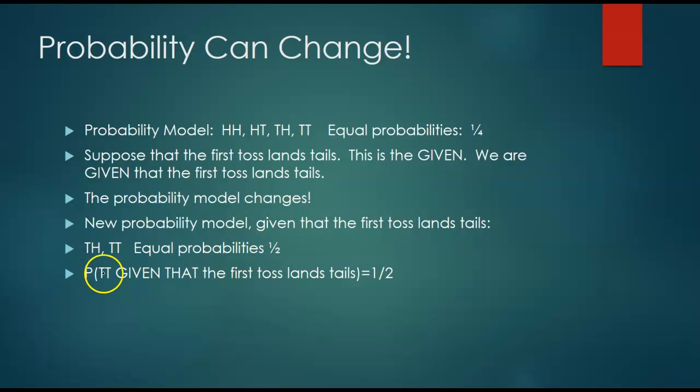If we use this in probability notation, we know that the probability of tails then tails, given that the first toss lands tails, is 1 out of 2. There's only 2 options. Tails then tails is just one of those.